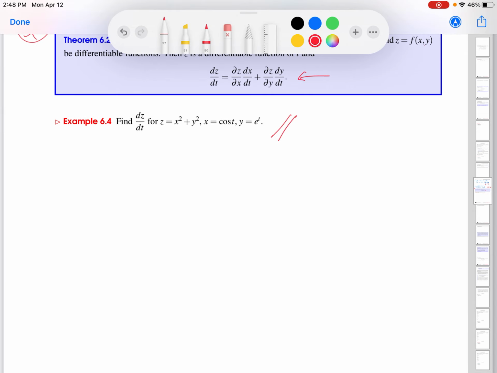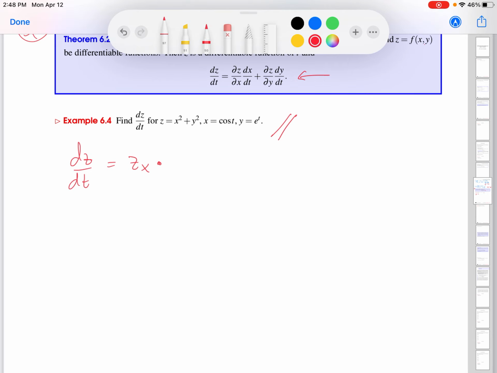So I'm going to say dz dt equals z sub x, partial of z with respect to x, times dx dt. And x here is cosine t, so the derivative of that is minus sine t. And then plus z sub y, partial z, partial y, times dy dt. y is e to the t. Its derivative is just e to the t. Great. And then now this is me doing things in a couple of steps. You could do it all in one line, but I think it's useful to split it up. It's easier to catch mistakes that way.